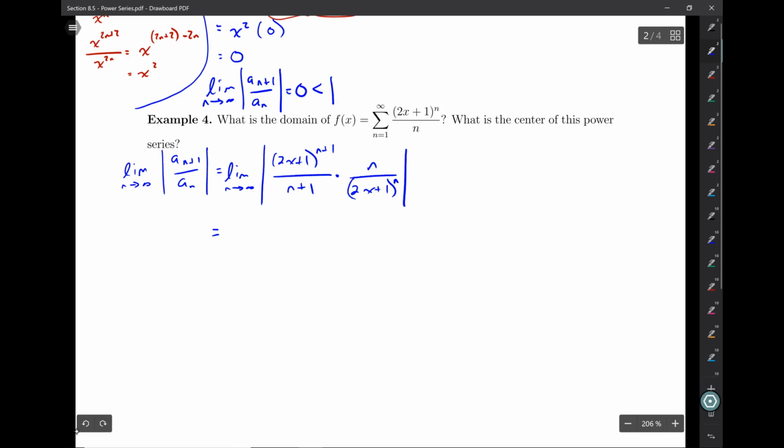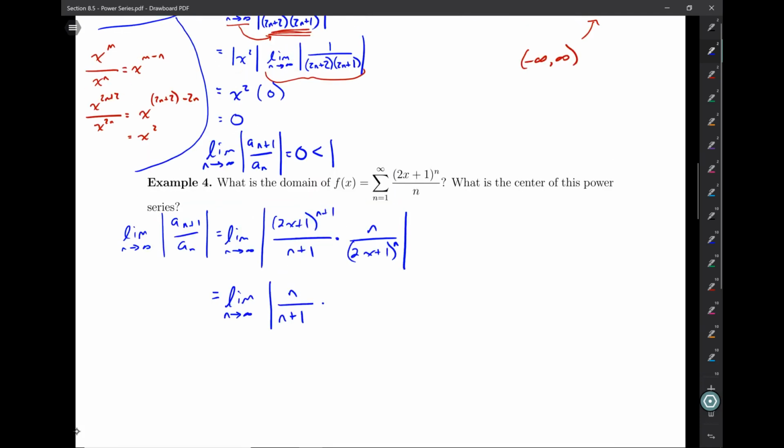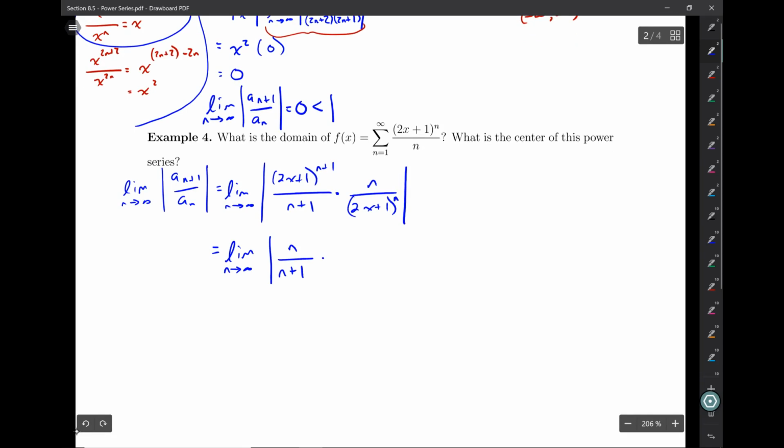Now, just like everything we've been doing before, let's try to simplify this. This is a limit as n approaches infinity of the absolute value of, well, n over n plus 1. Those don't cancel at all. We can always cancel factors, but we cannot cancel terms. That's simply just n over n plus 1. But then we have the (2x plus 1) to the power of n plus 1 divided by (2x plus 1) to the power of n. Remember from our laws of exponents that this says that we should subtract our exponents. N plus 1 minus n is just 1.